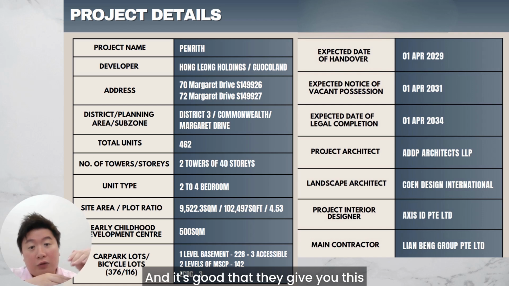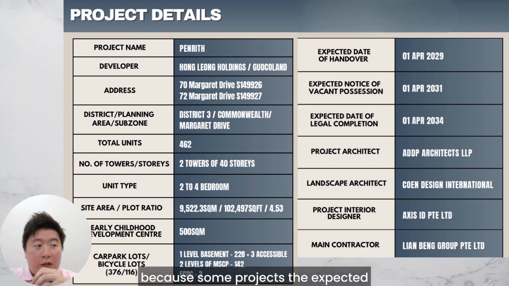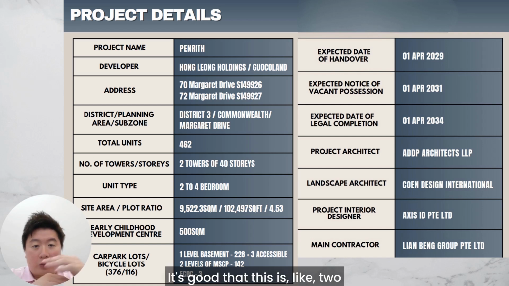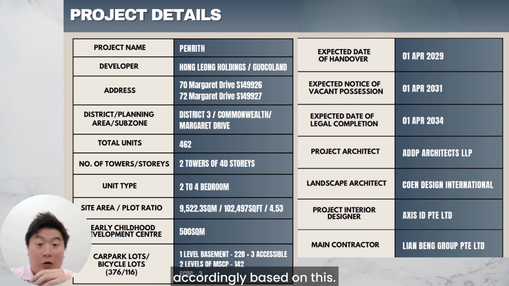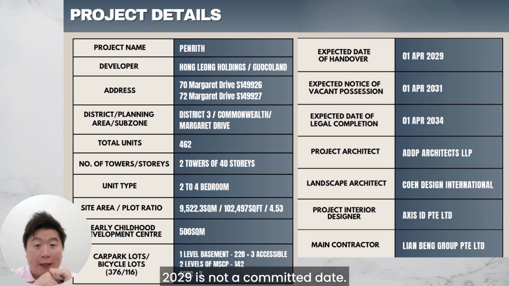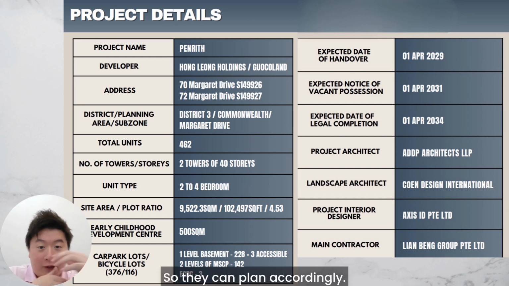And it's good that they give you this expected date of handover as well, because some projects, the expected date of handover is only like 1 year before the official TOP. It's good that this is like 2 years before, and you can plan accordingly based on this. But remember that this 1st April 2029 is not a committed date. Okay, it's just a FYI, so that you can plan accordingly.